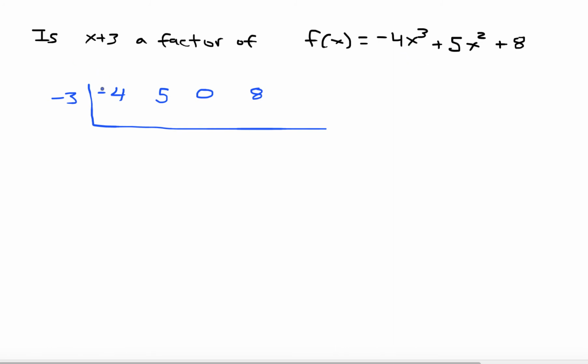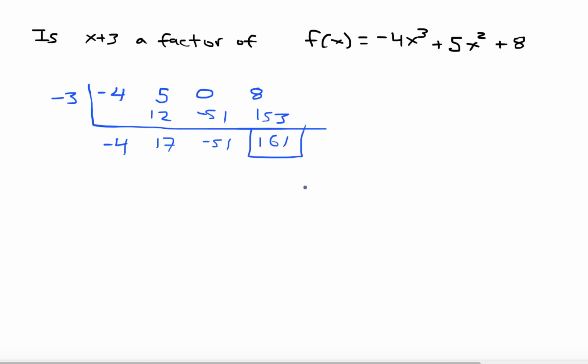First thing we should do is always bring down the first number. 3 times 4 gives us 12. We add these together to get 17. 17 times negative 3 is negative 51. We'll add these together to get negative 51. Negative 51 times 3 gives us 153, and then add them together to get 161. And that's the remainder here.